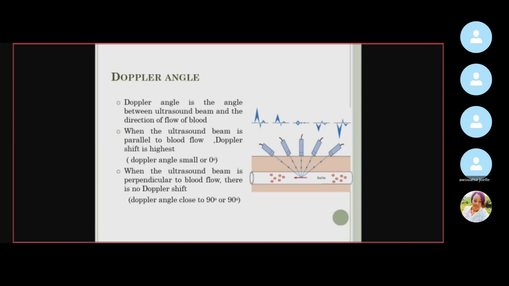It is very less. But whenever it moves to the opposite side, that is, blood is moving away from the transducer, the spectrum is shown downside. That means it is negative. Just now what I have explained: whenever the ultrasound beam is perpendicular to the blood flow, there won't be any Doppler shift. So a Doppler angle close to 90 degrees does not give us any information about the blood flow.